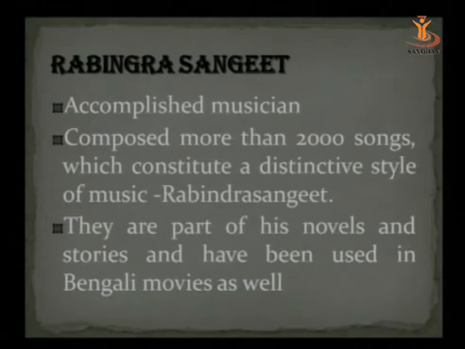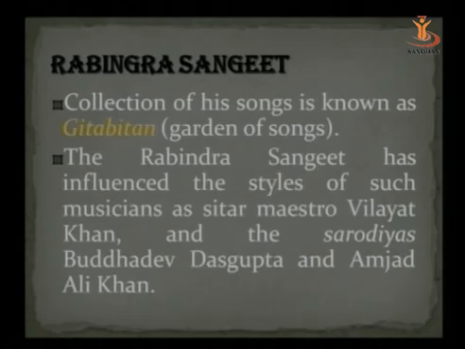Yes, and let us talk about Rabindra Sangeet too. Right. He was an accomplished musician. He composed more than 2,000 songs which constitute a distinctive style of music known as Rabindra Sangeet. They are part of his novels and stories and have been used in Bengali movies as well as in Hindi movies. Right. The collection of his songs is known as Gita Bitan, Garden of Songs. Rabindra Sangeet has influenced the styles of musicians such as sitar maestro Vilayat Khan and the sarod players Buddhadev Dasgupta and Amjad Ali Khan.